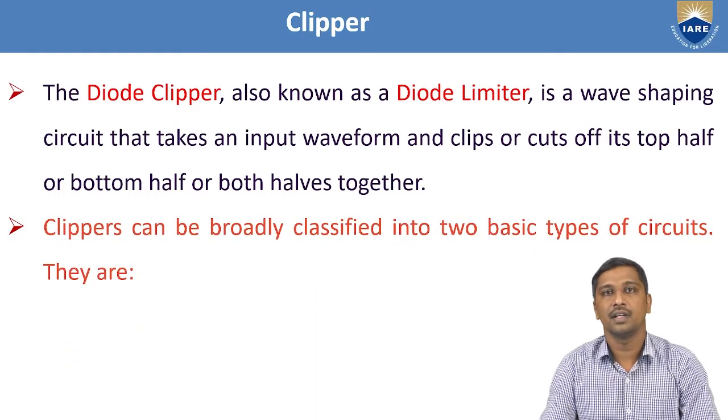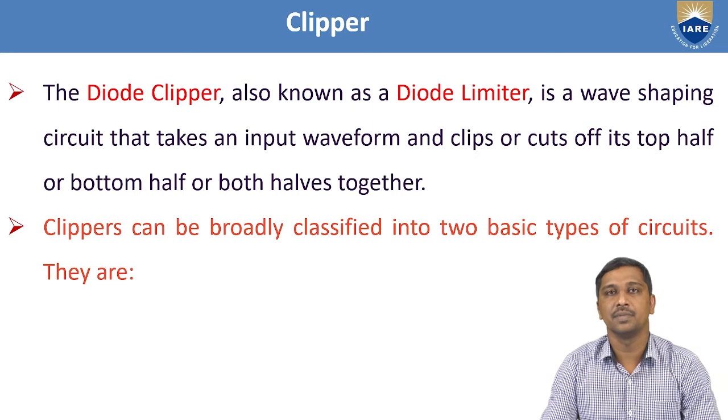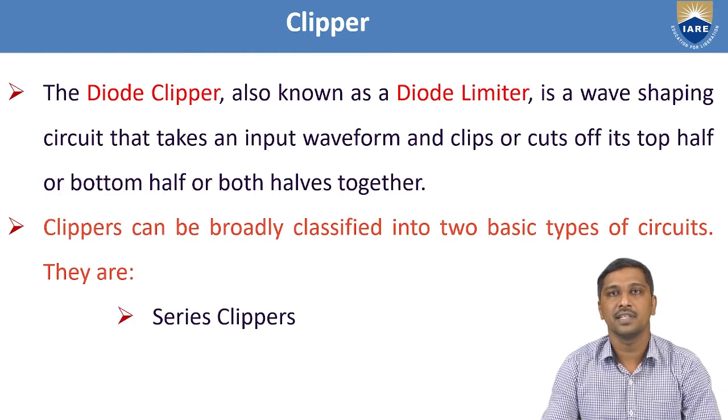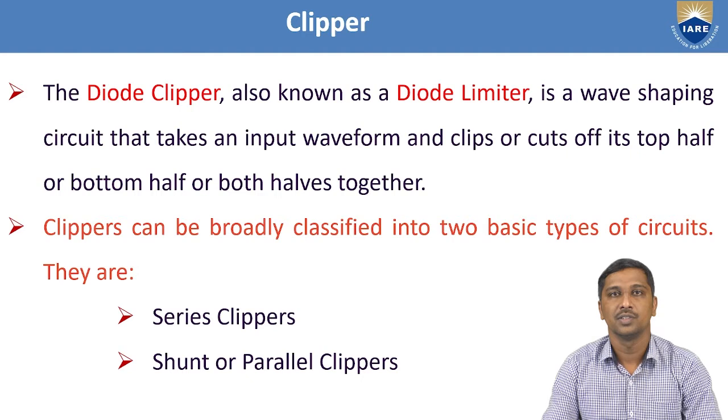Based on the definition of the clipper, it is classified into two types of clipping circuits. One is series clippers, and another is shunt clippers. The shunt clipper is also called the parallel clipper.